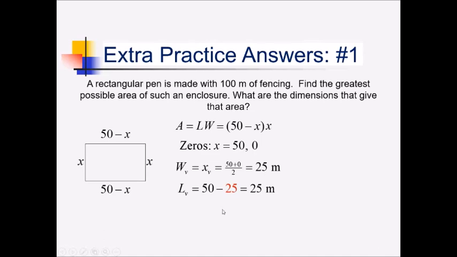Now that most area is just going to be length times width. Our length was 25. Multiply that by our width of 25, and that's going to be 625 square meters.